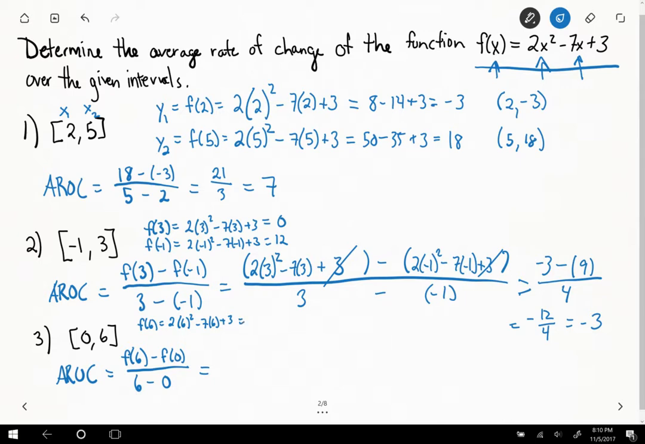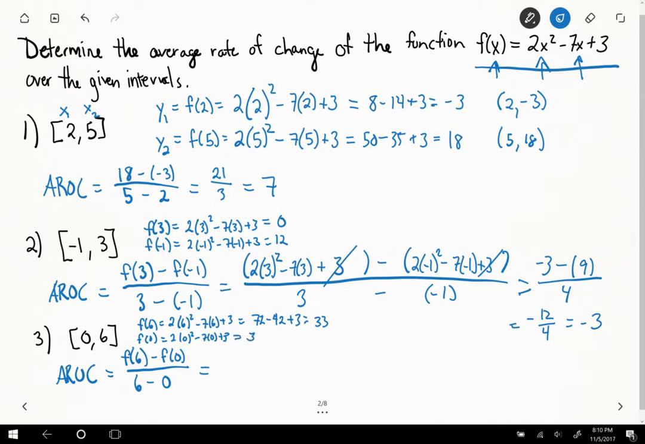So 6 squared is 36 times 2 makes 72. So 72 minus 7 times 6 is 42 plus 3. So that'll be 30 plus another 3 makes 33. f of 0, luckily this will be a nice easy one for us to work with. This is 2 times 0 squared. We're replacing all the x's once again. Minus 7 times 0 plus 3. Notice everything's 0 except for that constant term, so our answer is just 3.